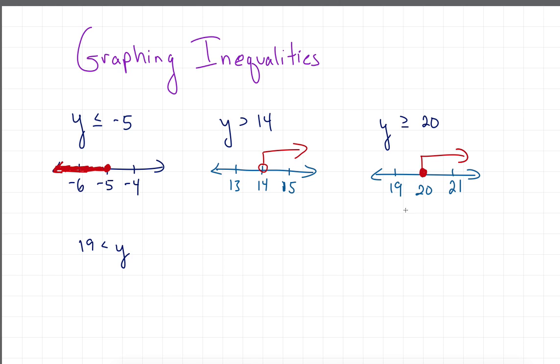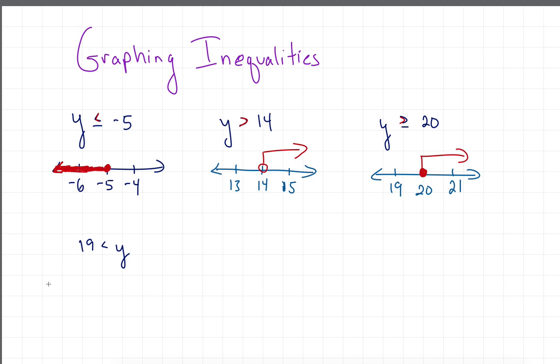Now if you notice with all of these, the arrow that I drew goes in the same direction as the arrow made by the inequality symbol. This is pointing to the left, and this is pointing to the right, and this one is pointing to the right, as are all my symbols. They're pointing in the same direction.